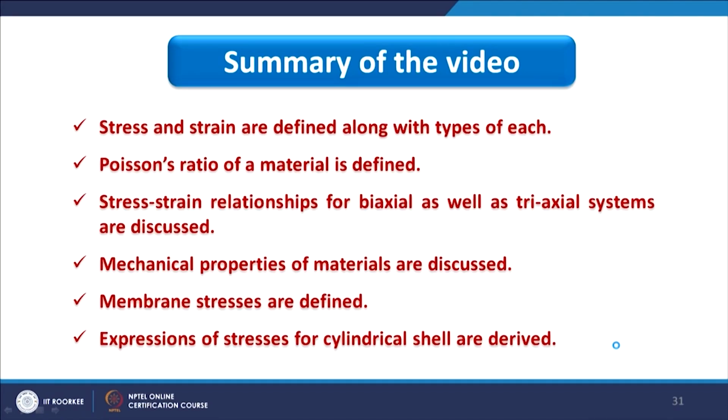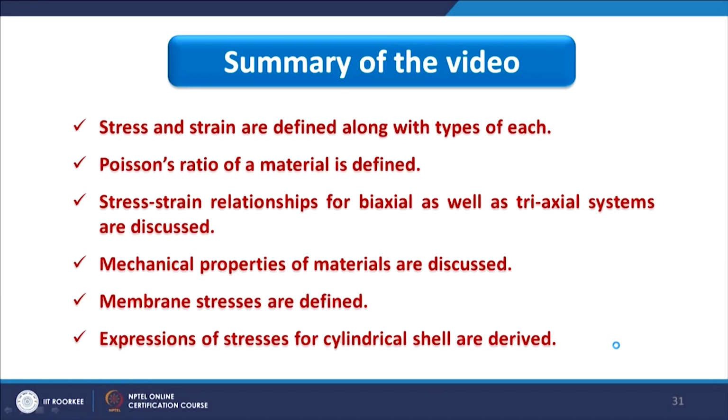Now, we have the summary of the video, and this summary is combinedly written for lecture 2 as well as lecture 3, and here stress and strain are defined along with types of each. Poisson's ratio of a material is defined. Stress strain relationship for biaxial as well as triaxial systems are discussed, and mechanical properties of materials are discussed. Membrane stresses are defined, and expressions of membrane stresses for cylindrical shell are derived. So, I hope you have an idea how to compute the thickness for membrane stresses, and how to derive the stress strain relationship for a given system, and that is all for now.